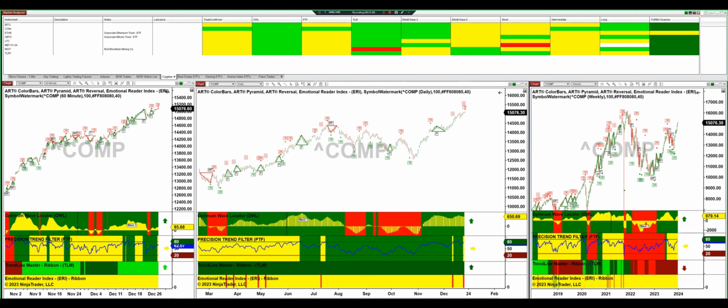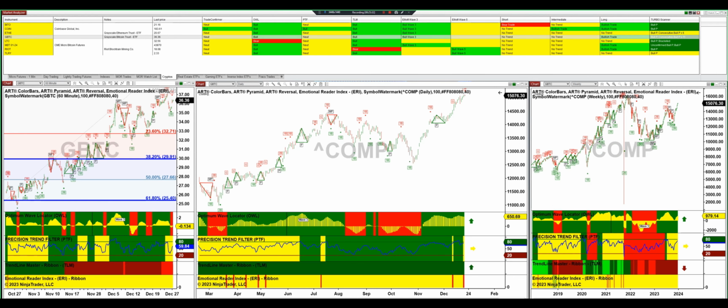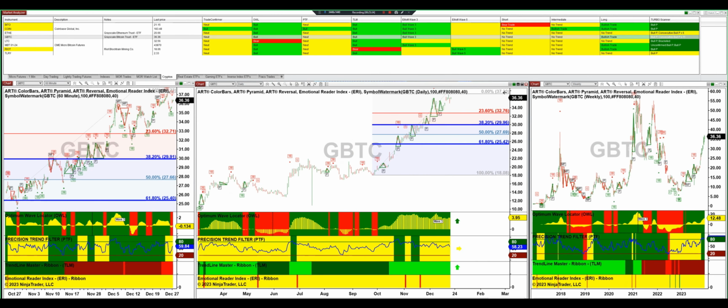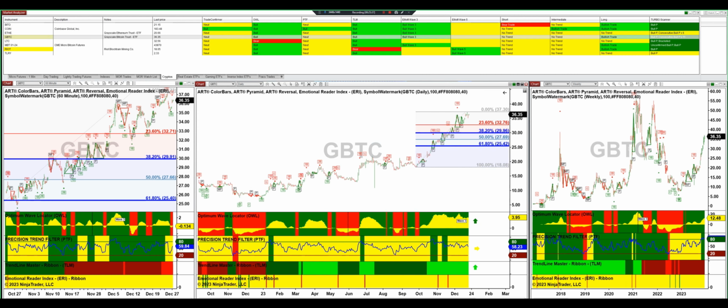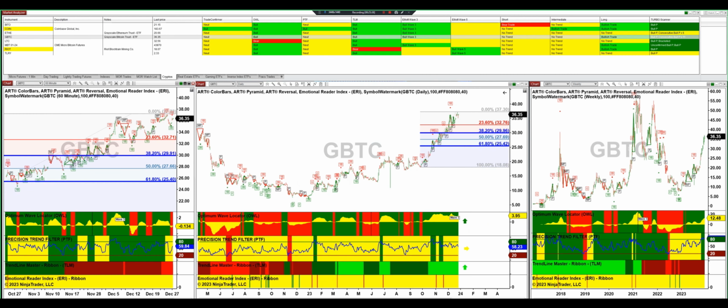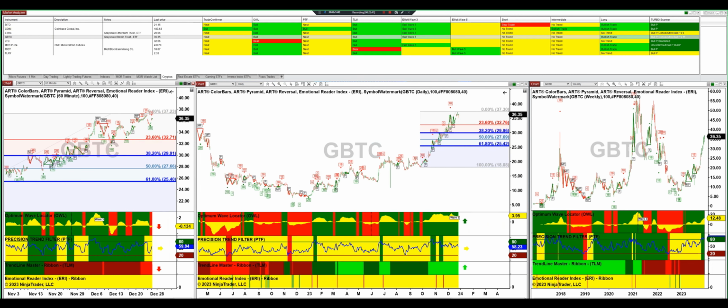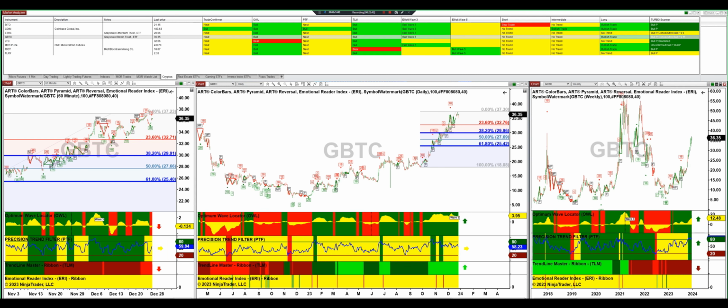Now that takes me to cryptos. Let's talk a little bit about cryptos. I'm extremely bullish on cryptos. I have been since I initiated a buy on it around the $9 range, and it's done extremely well.